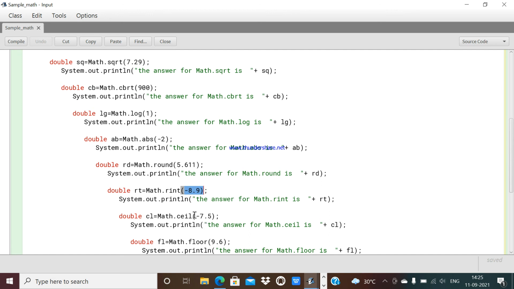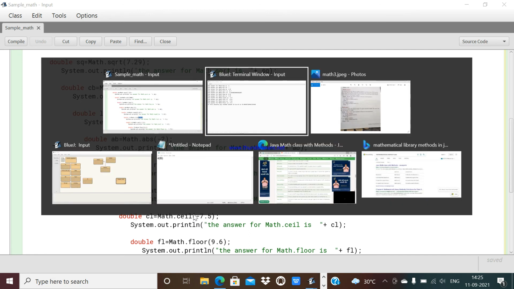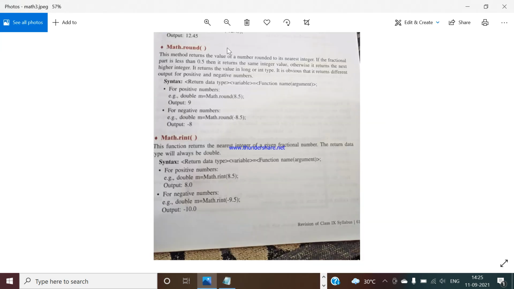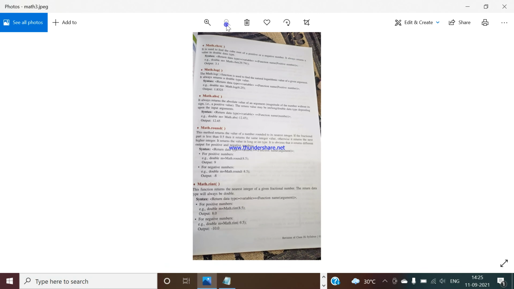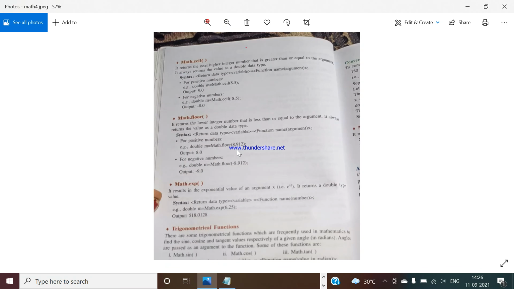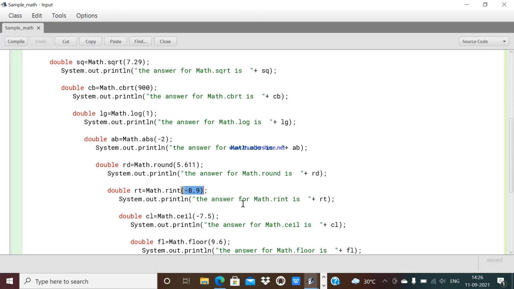Now coming to the CEIL function. Okay, what does the CEIL function do? It will display the biggest number nearest to the number given by the user. Okay, let's check out the definition given for the CEIL. See, here is the definition for the CEIL. It displays the next higher integer number that is greater than or equal to the argument passed. Okay, the next higher number it will display. And here it is CEIL of -7.5.